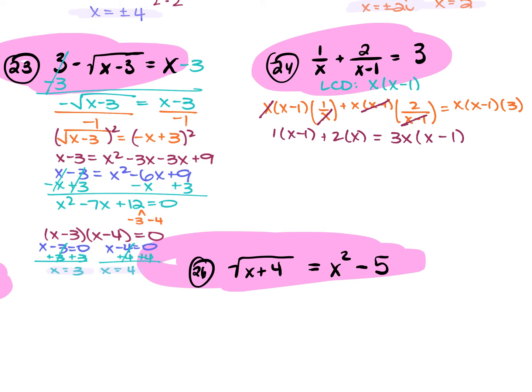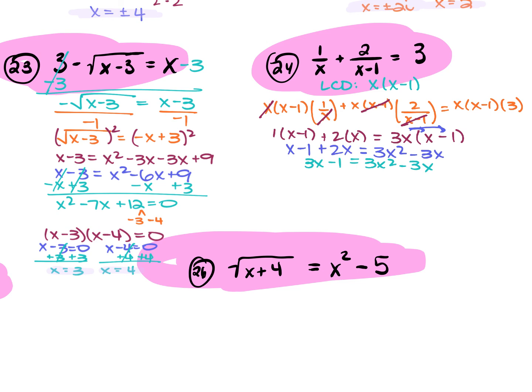If we multiply from here, the 1 times x minus 1 is just x minus 1. The 2 times x is 2x. And the 3x distributed in becomes 3x squared minus 3x. You have an x squared here. So when you combine like terms on that left side with the x and the 2x to give you 3x minus 1 is equal to 3x squared minus 3x, you are going to get all of your terms on the same side of that equal sign because the x squared is there.